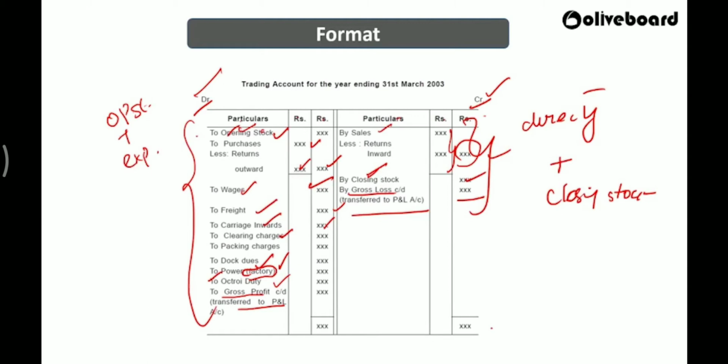All the expenses will be coming on the debit side. All the incomes will be coming on the credit side. That's it. If the credit side is higher, then it is gross profit. If the debit side is higher, then it is a gross loss. Both the things will be transferred to P&L. This is all about your trading account.